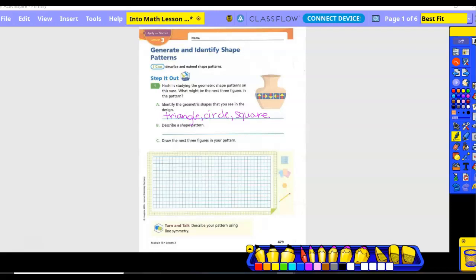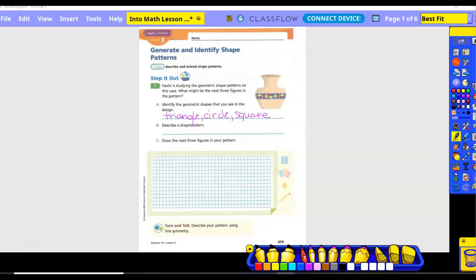So describe a shape pattern. Okay. So what do you notice with this? To me, the yellow triangle really sticks out, right? So at first, the triangle is pointing upward. Then it looks like it's turned some and it's pointing to the right. Then it gets turned a little bit more and it's pointing down. Gets turned a little bit more and it's pointing to the left. Gets turned a little bit more and it gets pointed upward again.